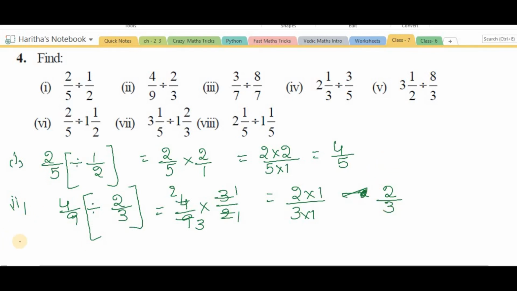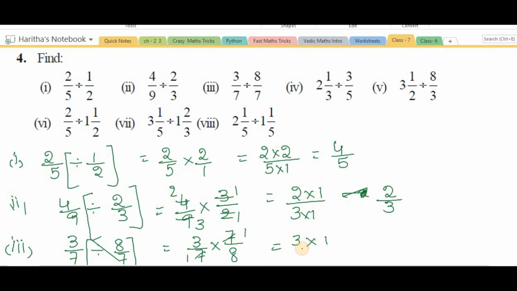And now we are moving on to the third question, students. 3 by 7 divided by 8 by 7. So in this part we are going to find the reciprocal, and 3 by 7 into the reciprocal of 8 by 7 is 7 by 8. Now 7 table, 7 1s are 7, 7 1s are 7. Whereas 3 and 8 will not cancel, so cancellations will not come for this. Simply go for multiplication. 3 1s are 3, 8 1s are 8.